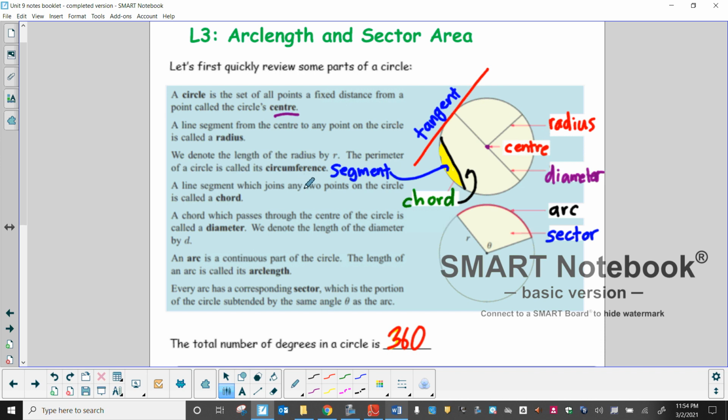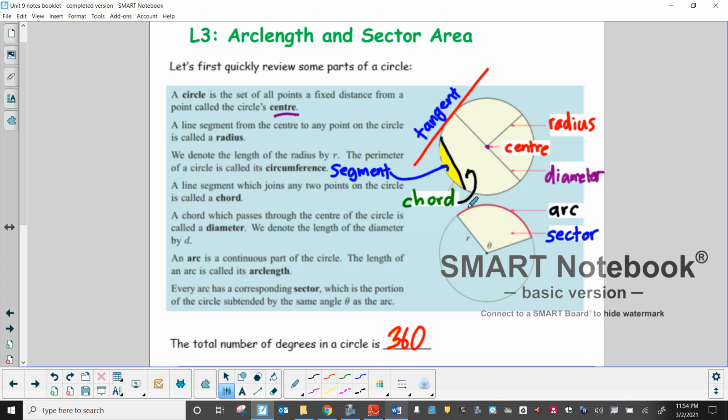A line segment which joins any 2 points on the circle is called a chord. So that's an example of a chord. A diameter is also a chord. It's just a chord that happens to cut through the center. A chord which passes through the center of the circle is called a diameter. So remember, that's the radius. The diameter is 2 times the radius. We denote the length of the diameter with lowercase d and the radius with lowercase r. Circumference we tend to call uppercase C.